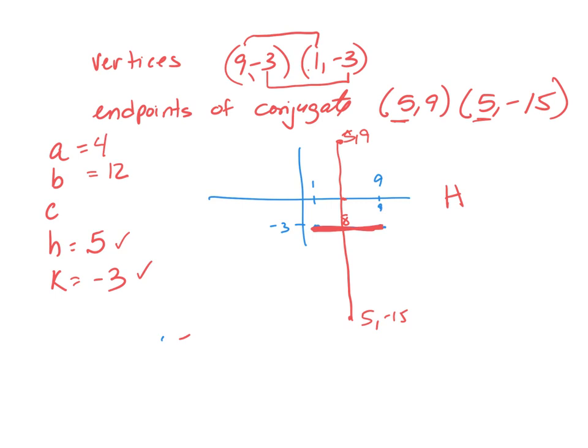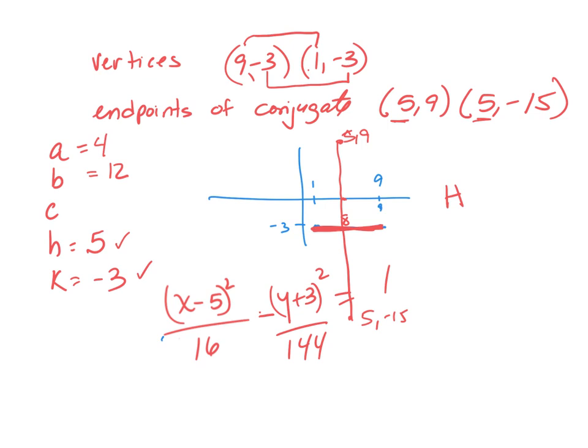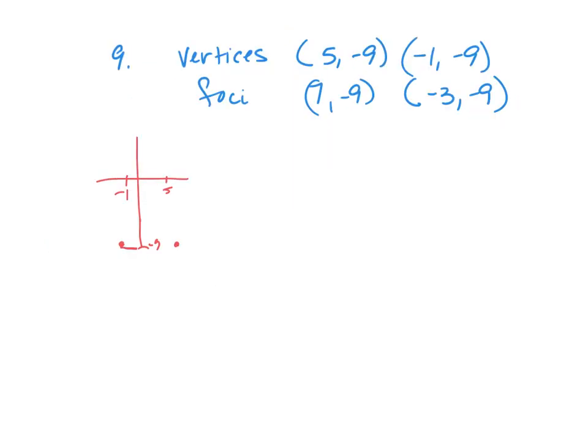So this is horizontal. So it's going to be x minus 5 squared over 16 minus y plus 3 squared over 144 equals 1. So if the vertices are down here like this, this guy's going to be horizontal, right? Figure that out first so you don't make any silly mistakes. Does everybody understand why that's horizontal? Vertices are the ones that connect the transverse axis. Okay?